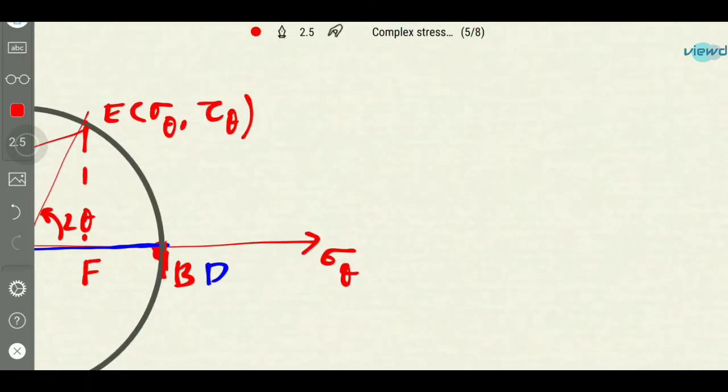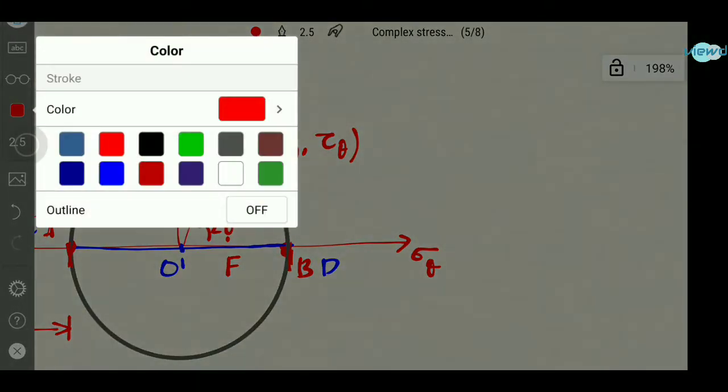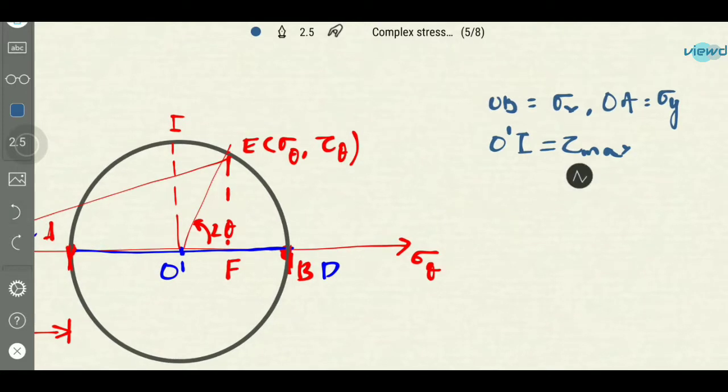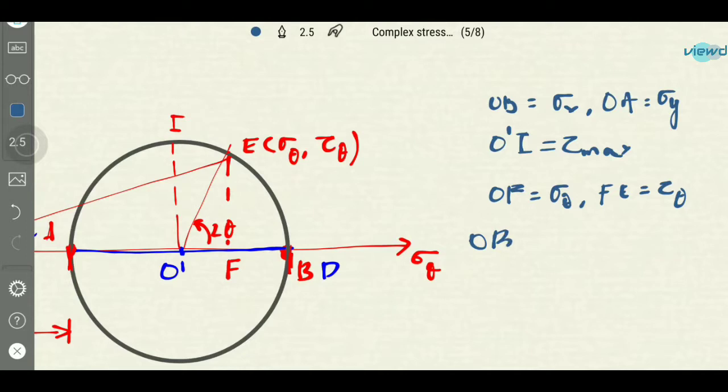So if we write the data of this here, first is OB, the sigma x is OB, and OA is sigma y, and next shear stress is 0, and maximum shear stress will be O dash I, and OF will be sigma theta, and FE will be tau theta. And what is principal stress? Principal stress will be sigma x only. So OB is equal to sigma 1, which is also equal to sigma x. OA is equal to sigma 2, which is also equal to sigma y.